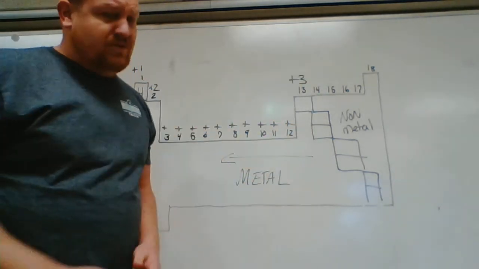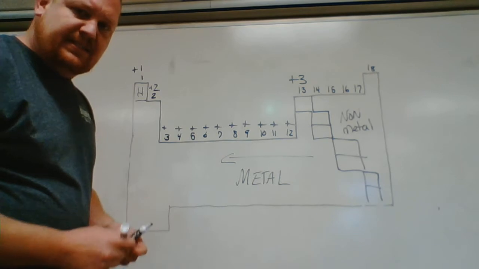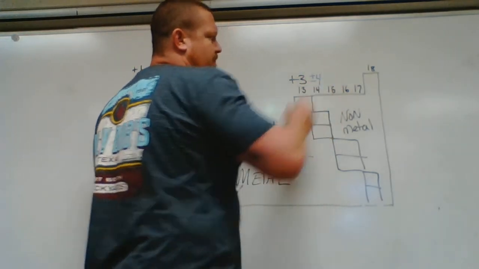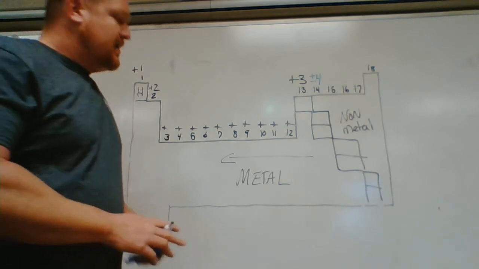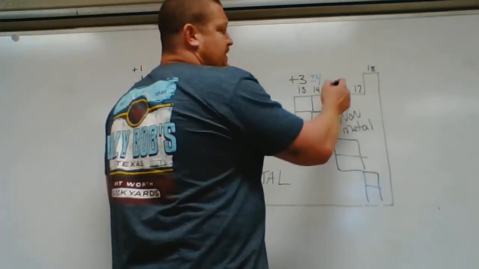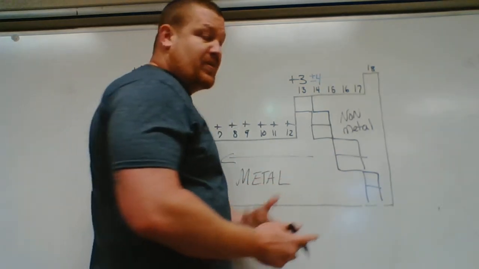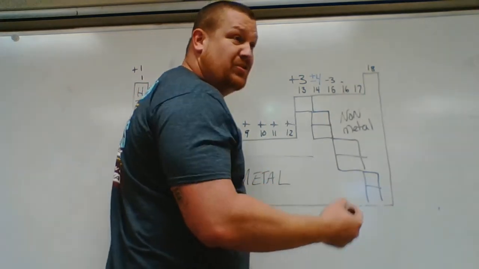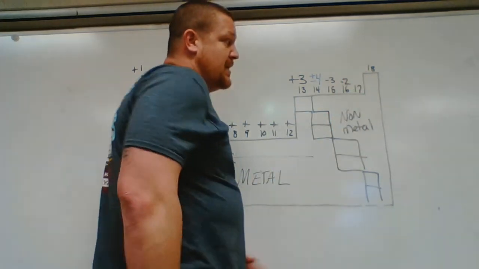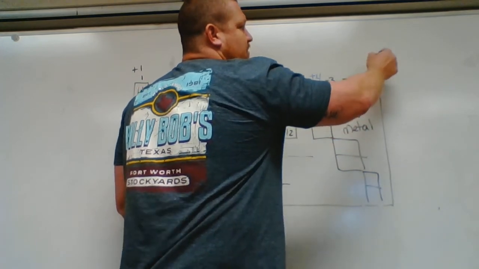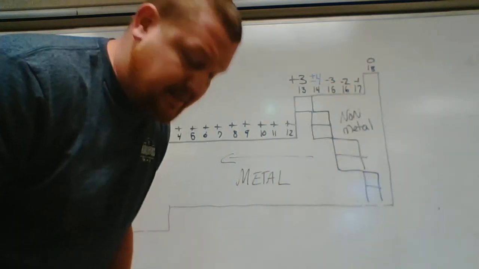Then we get to 14 right here. 14 is kind of our transition zone, right? We can be positive or negative 4. We can act either way. Then we go to this side. These have 5 valence electrons. They're going to add 3. So it'll be negative 3. These have 6. They're going to gain 2. So this will be negative 2. These have 7. They're going to gain 1, negative 1. And these are stable, so they will not ionize.